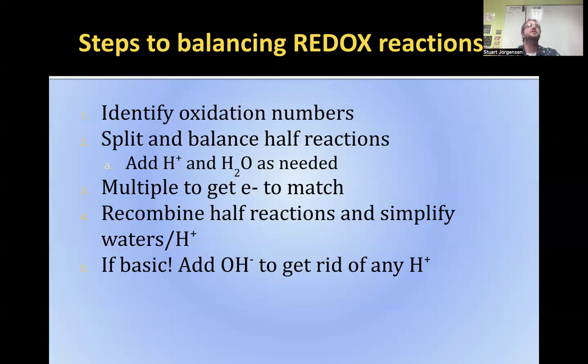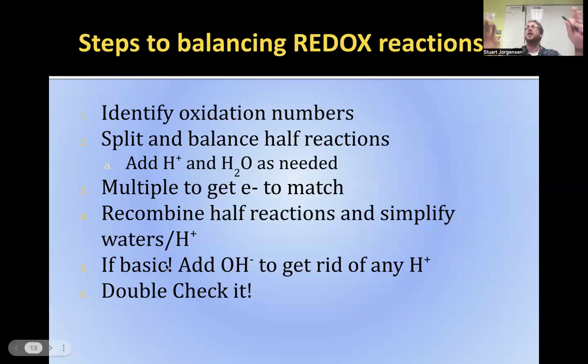But the nice thing, just like in Chem 1, if you're balancing reactions, you can always double check it. And you're actually going to be able to check it at the half reaction step and at the final step. So you're going to have multiple opportunities here to check: is this making sense? Are we actually getting this to work the way we want it to work?